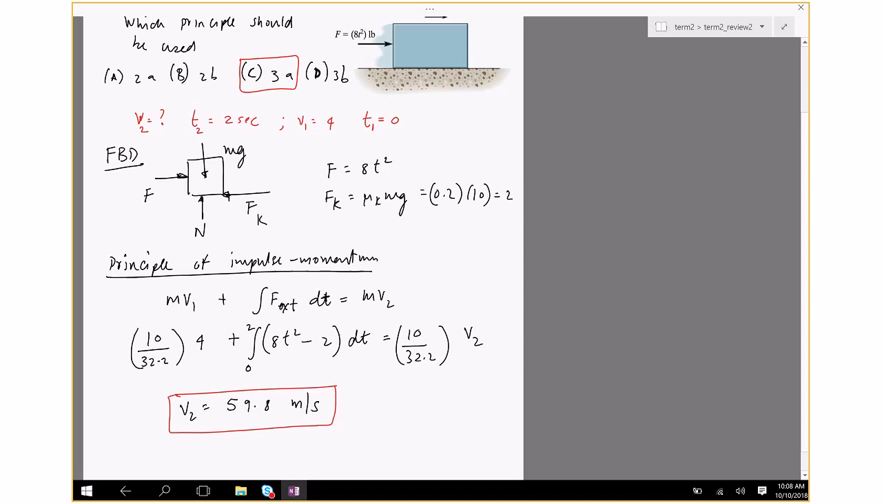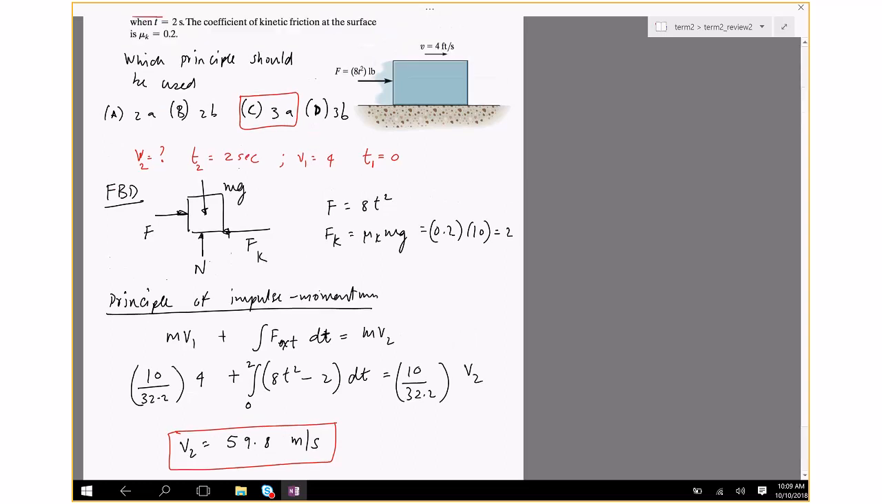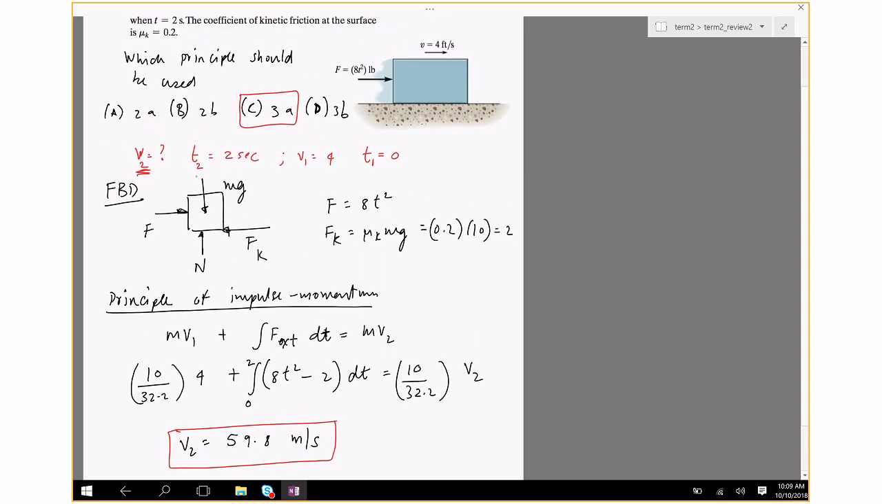Okay, yeah, question? Why can't we use the principle of work energy? Because the principle of work energy is used when you're told to find velocity as a function of displacement. In this case, you're told to find velocity when the time is 2 seconds. So Vt, think of impulse momentum. Vx, think of work energy or conservation. So that's number 3 here.